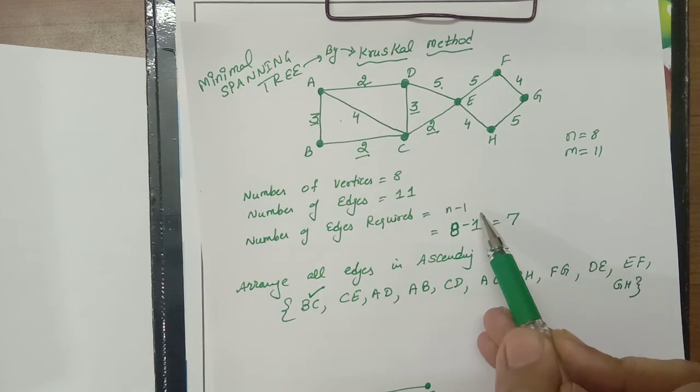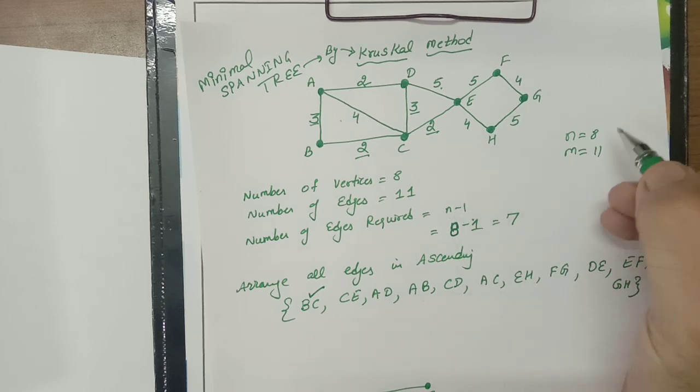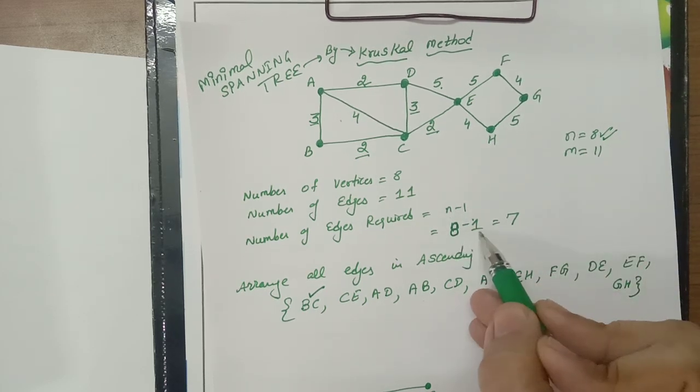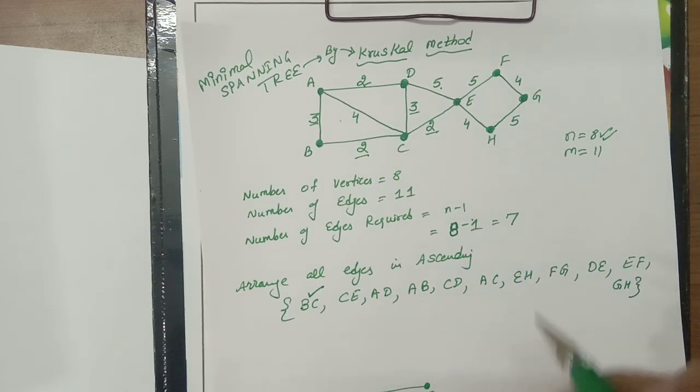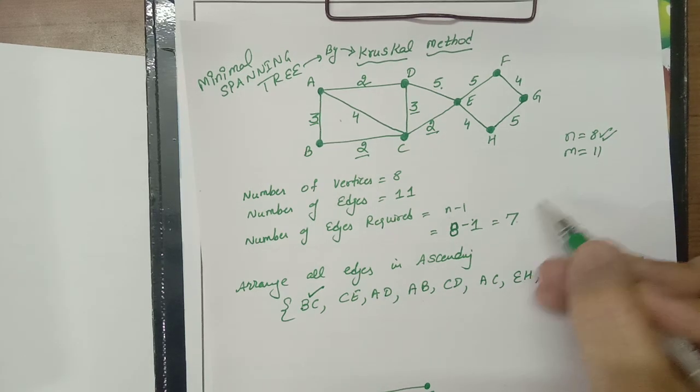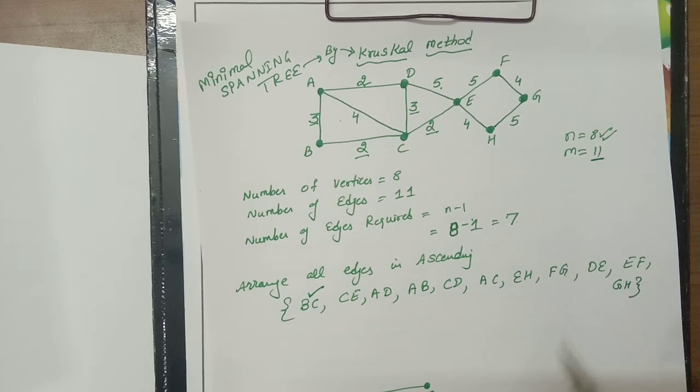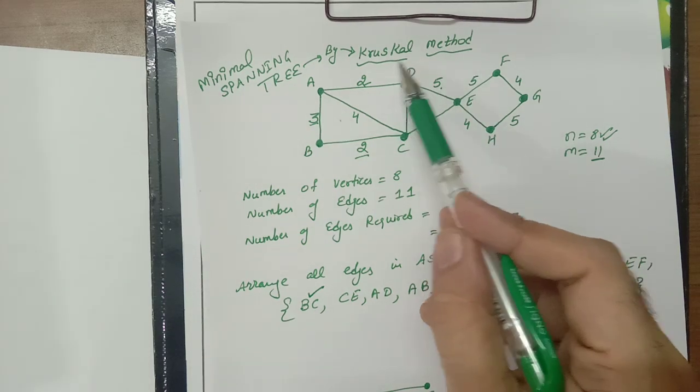That is n minus 1. N is my number of vertices. So 8 minus 1 will be equal to 7. It means I have to take 7 edges out of these 11 edges. So here I cannot apply hit and trial method. I have to adopt a particular procedure. So that procedure is by Kruskal method.